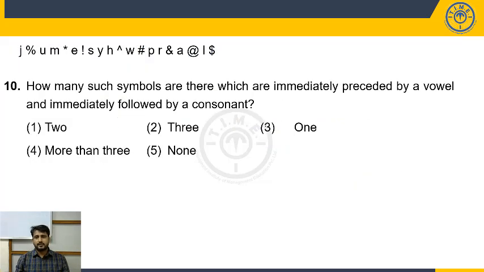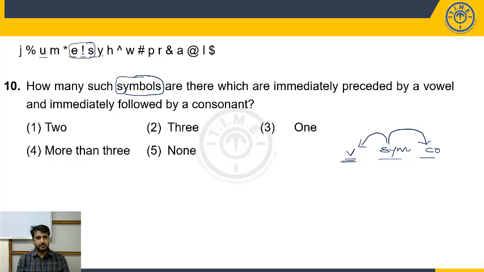How many such symbols are there which are immediately preceded by a vowel and immediately followed by a consonant? So our focus should be on symbols. What condition does it have to satisfy? Symbols immediately preceded by a vowel and immediately followed by a consonant. Among these, identification of vowels will be very easy. So let's look at the sequence: vowel, symbol, consonant. Here we have vowel, symbol, no. Vowel, symbol, consonant, yes.